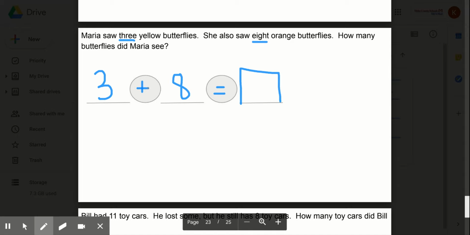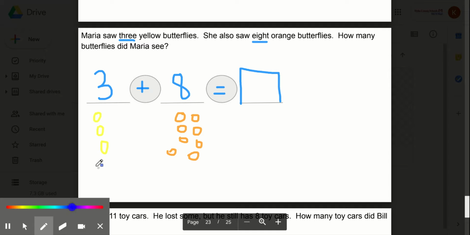Now I'm going to draw a picture to solve. I have 3 plus 8. She saw 3 yellow butterflies. So I'm going to draw 3 yellow butterflies to represent 3. And 8 orange butterflies. Now I'm going to count up all my butterflies together to get my answer. 1, 2, 3, 4, 5, 6, 7, 8, 9, 10, 11. Maria saw 11 butterflies.